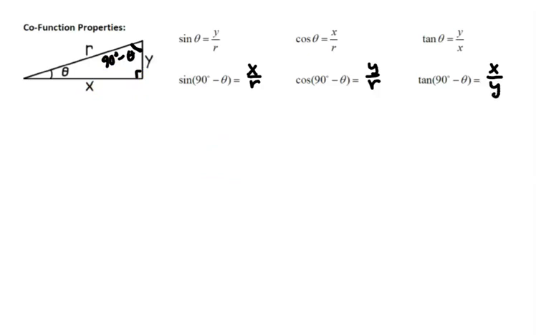So notice what we have here with sine and cosine. We have some things that we can equate. We notice that sine of theta is the same as cosine of 90 minus theta. That's a property right there. We can say that sine of theta is equal to cosine of 90 minus theta. And vice versa. We can say cosine of theta is equal to sine of 90 minus theta.